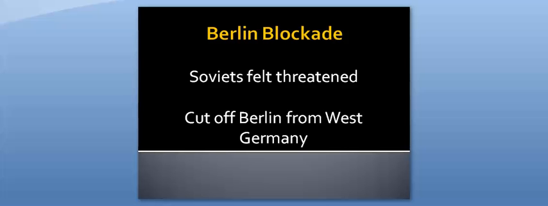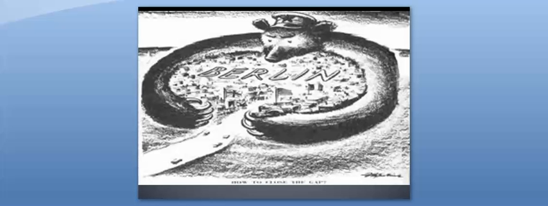The Soviets felt as if the others had united against them, and they wanted to punish those other 3 countries. So to do that, they cut off Berlin from West Germany. The 3 countries were not allowed into East Germany, meaning they could not get to Berlin to supply the area. This became known as the Berlin Blockade.